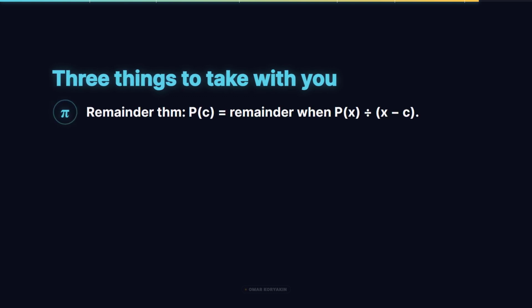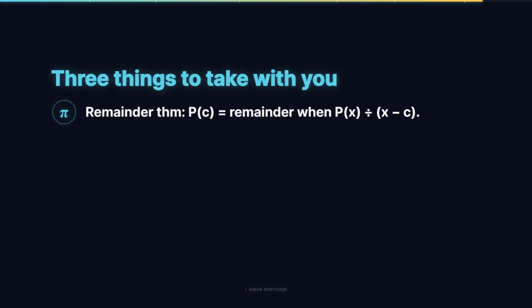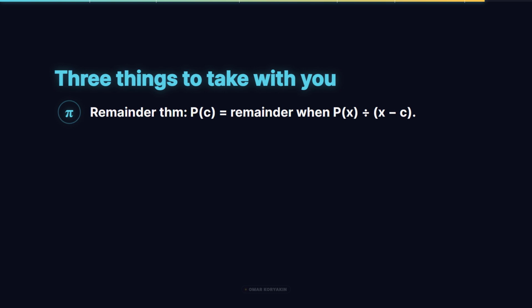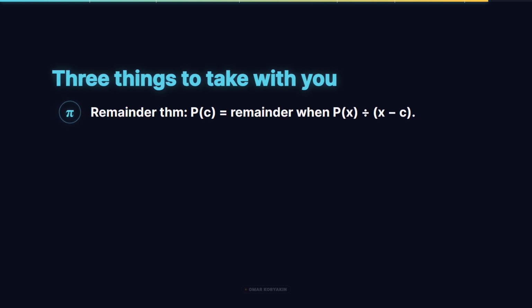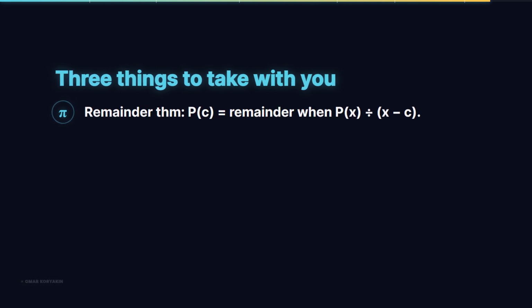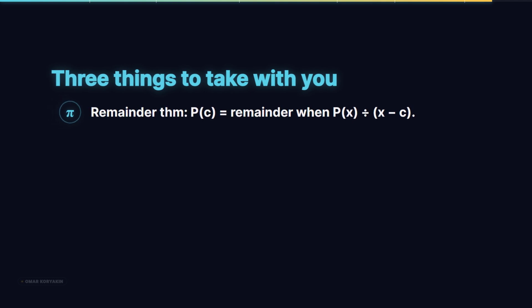First, the remainder theorem says that when polynomial p of x is divided by the linear divisor x minus c, the remainder of the division equals exactly p of c, the value of the polynomial at c. The proof comes from substituting x equals c into the division identity p of x equals quotient times divisor plus remainder, which kills the divisor term and leaves p of c equals remainder. The remainder theorem makes synthetic division a fast polynomial evaluation tool.